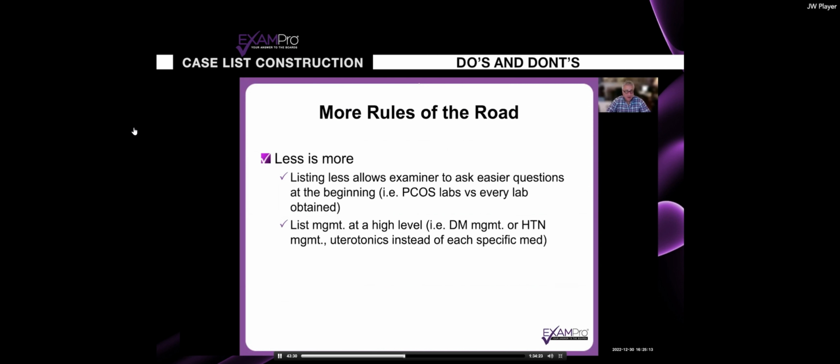All right, so more rules of the road. We talked about the less is more. So we talked about the PCOS versus listing every single lab, and we talked about listing management at a high level. So diabetic management, hypertensive management. We talked about the antihypertensives a couple of patients ago. Similarly, if you have a patient with a postpartum hemorrhage, there's no point in listing Pitocin, Methergin, Hemabate, and then going to your Cytotec and your tranexamic acid, etc. Better to list, the tranexamic acid is different, obviously, but aside from that, better to list uterotonics.